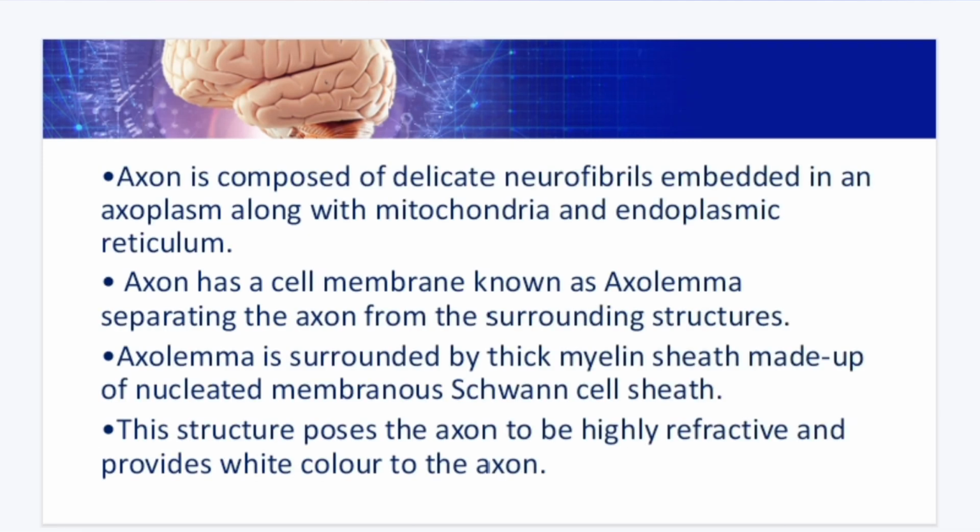For knowing more about the nerve fibers, we can see this. The axon is composed of delicate neurofibrils which are embedded in the axoplasm along with the mitochondria and endoplasmic reticulum, and the cell membrane covering that axon is called the axolemma, which separates the axon from the surrounding structure. The axolemma is surrounded by a thick myelin sheath made up of whom? The Schwann cells. This structure makes the axon highly refractive and provides the white color to the axon. Due to such Schwann cells, the neurons appear white.